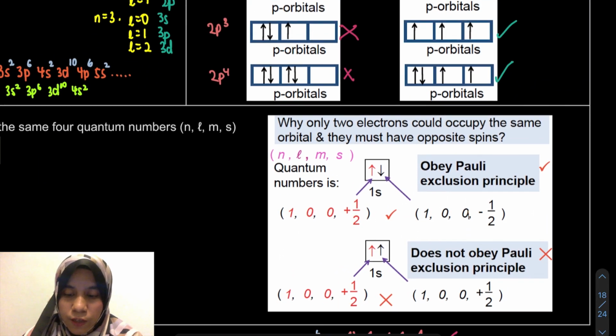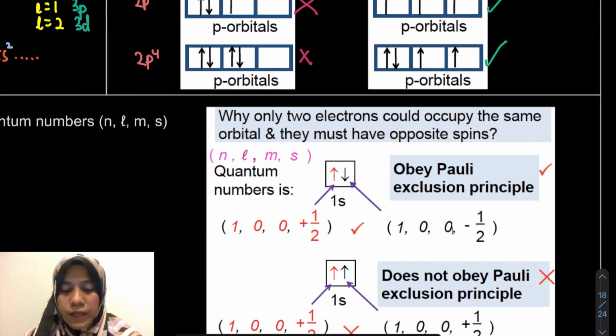So, why? Okay, so kat sini. Why only 2 electrons could occupy the same orbital and they must have opposite spin? Okay, why? So, contohnya dekat sini, and here is actually our 1s orbital. So, when it is 1s orbital, so it means that n equal to 1, l equal to 0. So, m dia memang possibility dia satu sahaja, equal to 0. Okay, so remember, the electron spin is actually, we only have positive half, negative half.